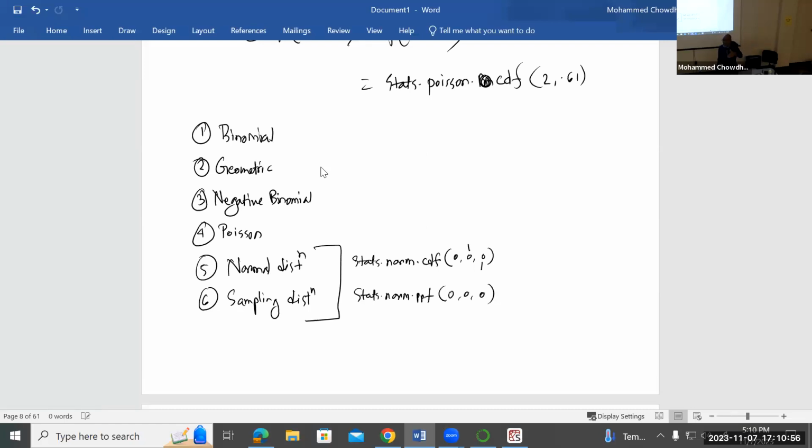So how do you know a problem is a binomial distribution problem? By reading the questions. What are the conditions? Number of trials is fixed and probability of success is given. Clear, right? Okay. Geometric distribution is the easiest distribution.